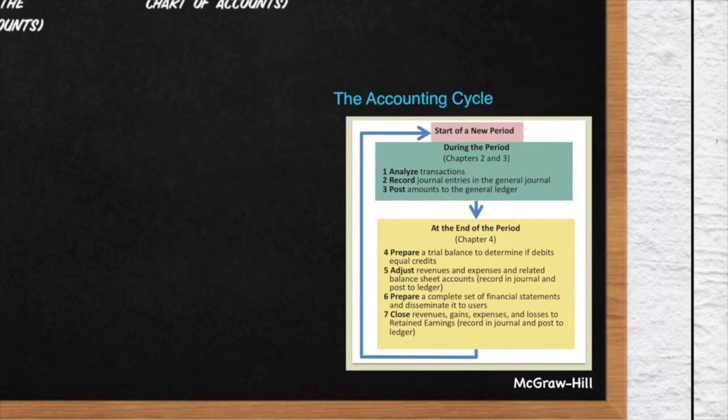So during the period, you want to analyze transactions. And I know it says chapters 2 and 3 there, but it should say chapters 1 and 2 in our current publisher. You want to record to the journal and then post to the general ledger. Now at the end of the period, which, again, should say chapter 3 because we're using a different publisher, we prepare the trial balance, make sure the debits and credits equal, we make our adjustments, then we create our financial statements, and then finally we will do closing entries, which I will discuss in the next video.